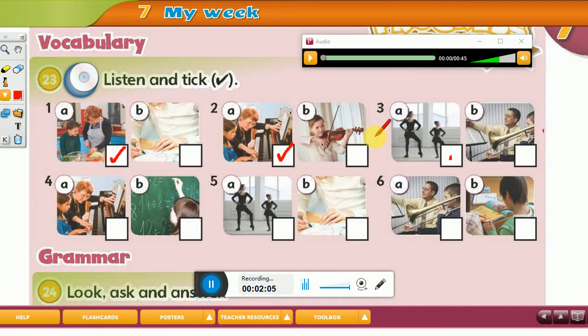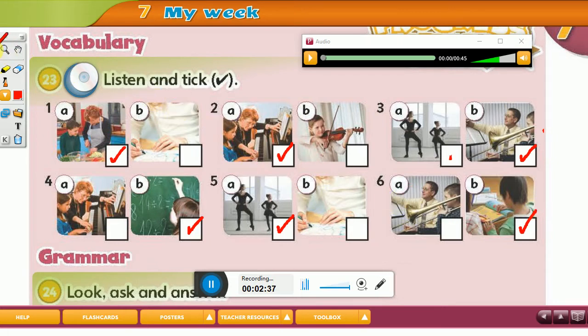Question number three. Have music lesson. What about four? Excellent. Study math. Question number five. Have ballet lesson. What about number six? Study English. Excellent, boys. Good job.